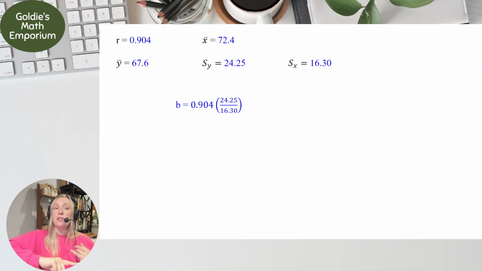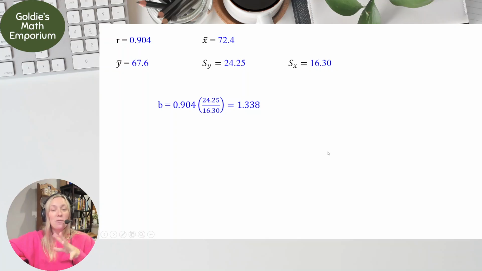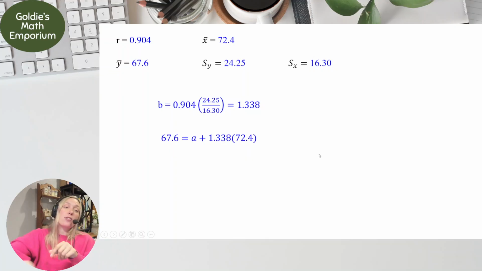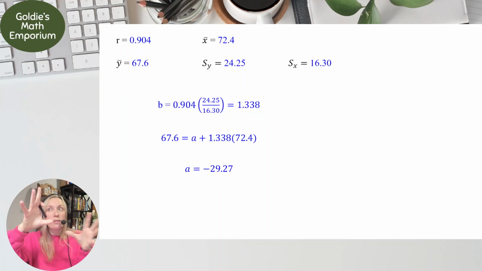Okay? So I'm going to take those 5 values. I'm going to find my slope first. So slope was my r times the standard deviation of y divided by the standard deviation of x to get 1.338, which does match my calculator value. So I'm good. And then I'm going to find my y-intercept. So I take the mean, my y bar equals a, plus my slope times my x bar. I solve the equation for a, and I get negative 29.27, well, very close to the one I got on the calculator. Rounding issues sometimes are a little off, but that's fine.